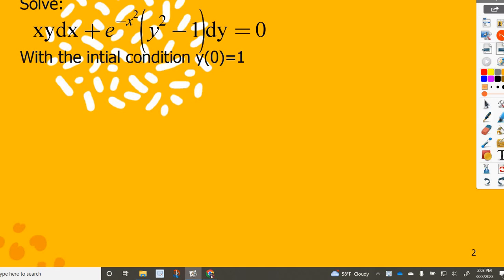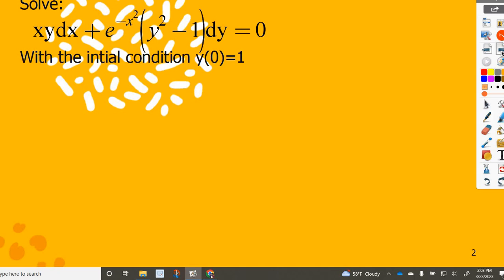That looks terrifying. It's not as bad as you think. What is different about this one, besides that there's a lot, than some of the other stuff that we've dealt with? Everything's on one side, so it's set equal to 0. What else? Lots of x's and lots of y's. It's not like dy over dx, they're separate.